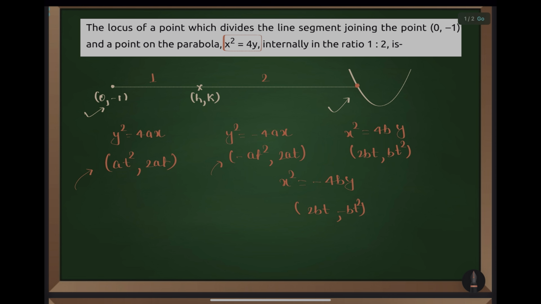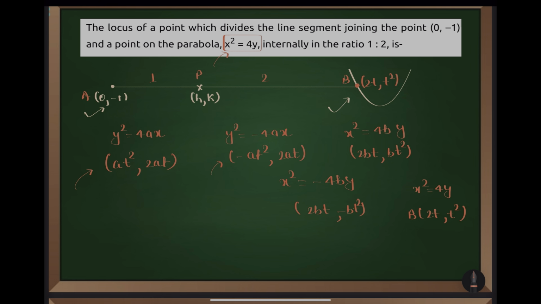Okay. So suppose you have to take a point on this parabola. So it is x square equals 4y. So can I imagine point B to be 2t comma t square? Tell me, is this okay or not? Okay, so I am taking the point 2t comma t square. I'll assume this as A, this as B, this as P.